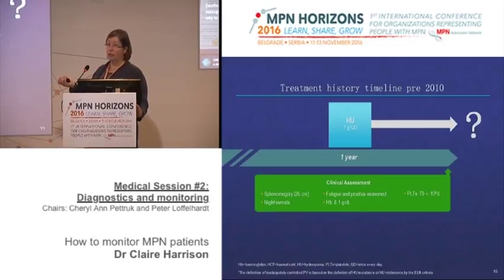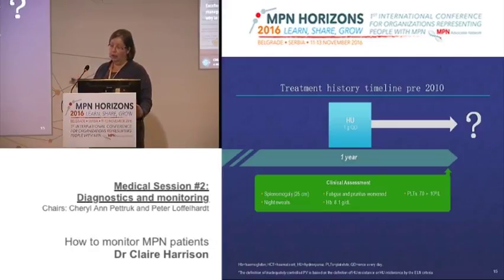So this patient, pre-2010, we didn't have very much. We decided to give him hydroxyurea because we believed it would be good to try to suppress the clone, suppress the spleen. After a year of hydroxyurea, the spleen is much bigger, fatigue and itch is worse, platelet count's lower, hemoglobin's lower, patient is sweating. Patient is not doing well.